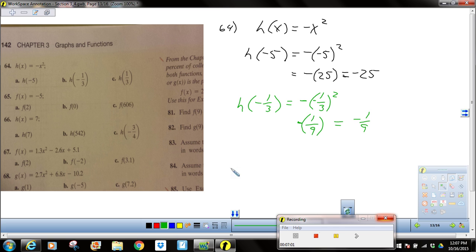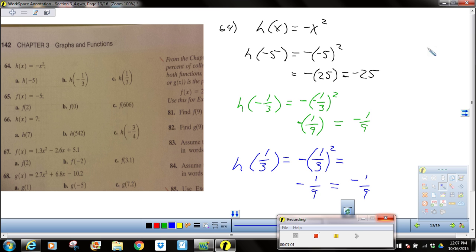Alright, same thing. This time we're using positive 1/3. The reason these are functions is no matter how many times I plug that same value in, like when I plug negative 1/3 in over and over and over, I will continue to get negative 1/9. And the same thing with this. If I plug 1/3 in over and over and over, I should get the same value every single time. That's what makes it a function. All right, 1/3 squared is 1/9, so I have negative 1/9.